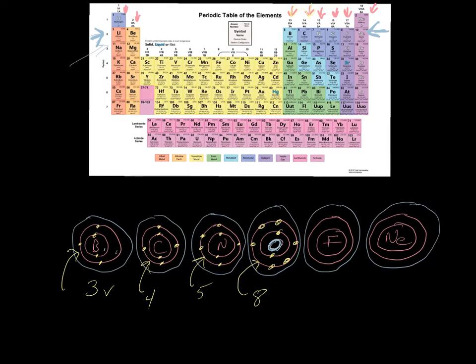Fluorine has 9 electrons total. So 1, 2 in the first shell, 3, 4, 5, 6, 7, 8, 9. So there's 9 electrons in total. And then neon has 10 total. So 1, 2, 3, 4, 5.